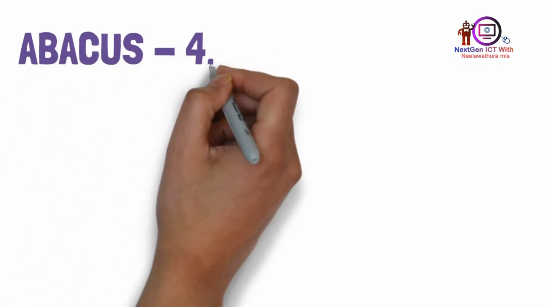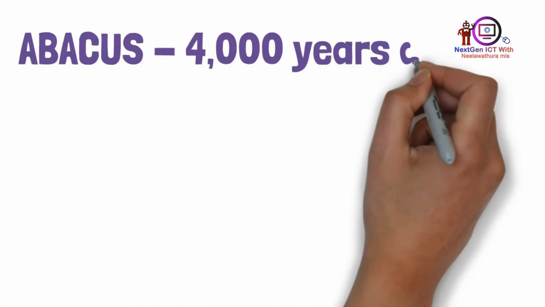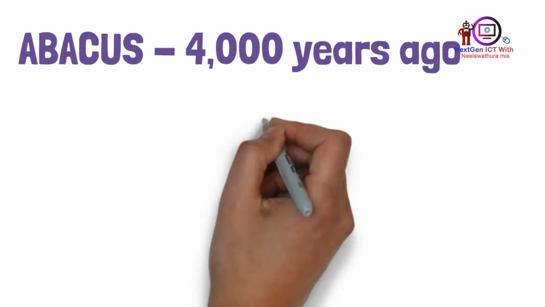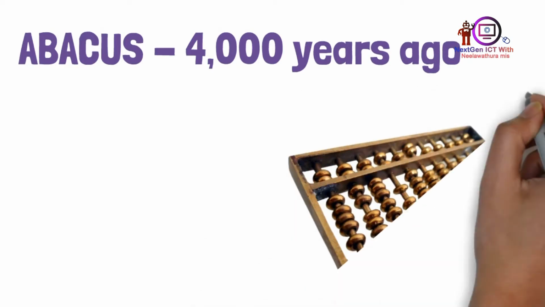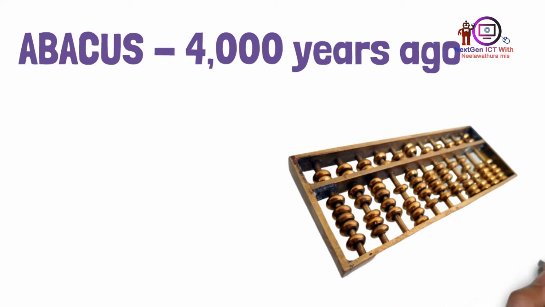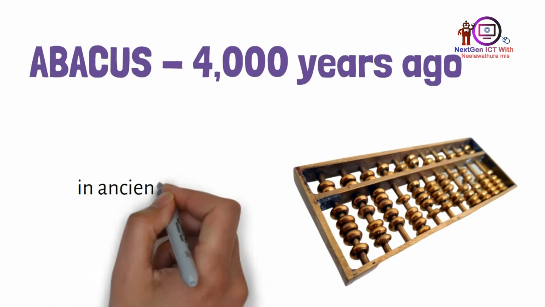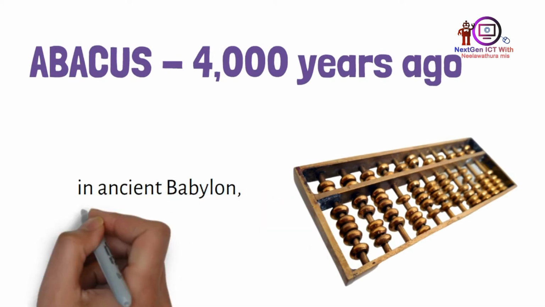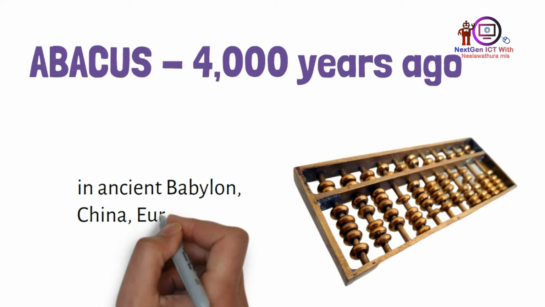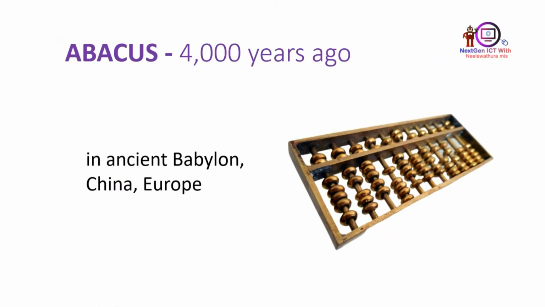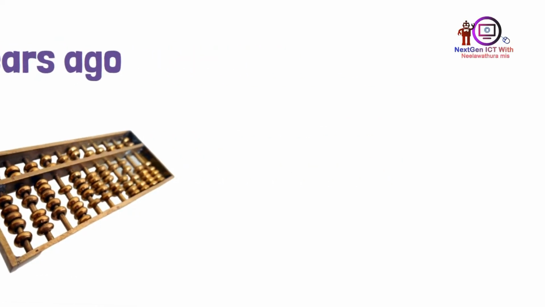Abacus. 4,000 years ago. The history of computer begins with the birth of abacus, which is believed to be the first computer. It is said that Chinese invented abacus around 4,000 years ago. It was a wooden rack which has metal rods with beads mounted on them. The beads were moved by the abacus operator according to some rules to perform arithmetic calculations. Abacus is still used in some countries like China, Russia and Japan.